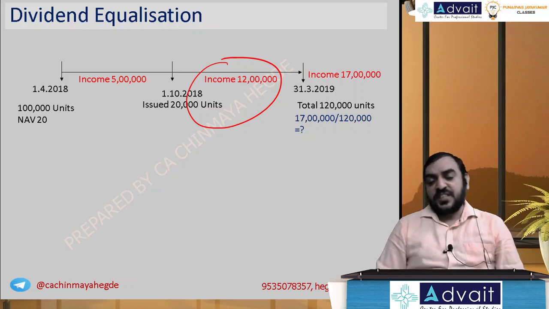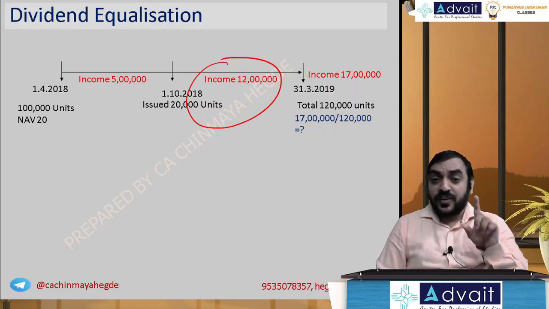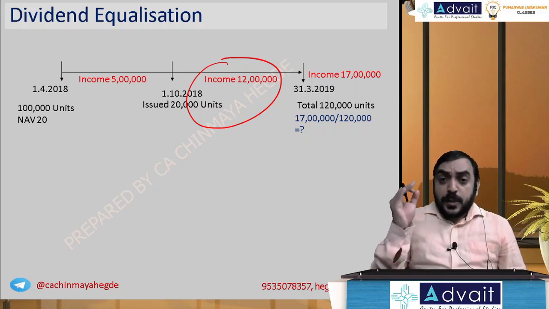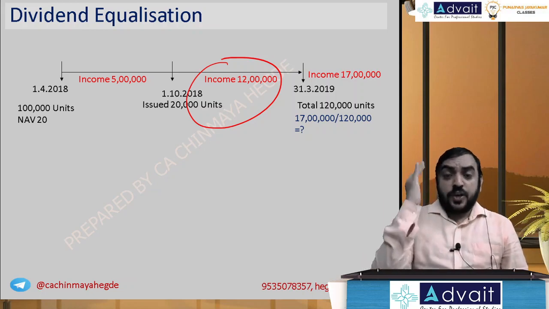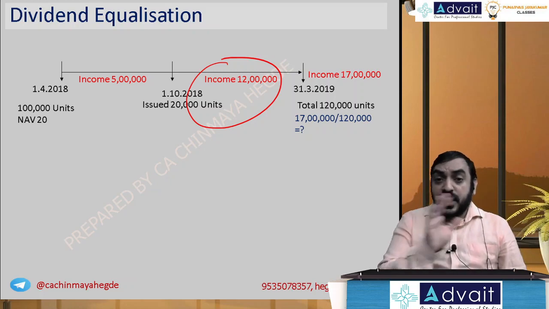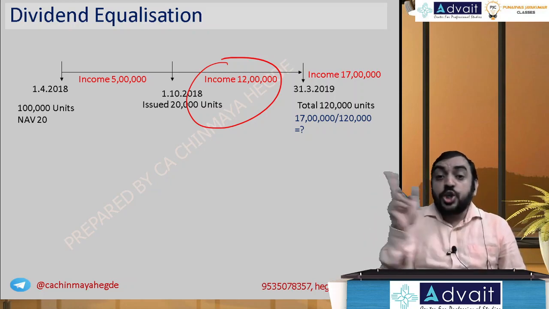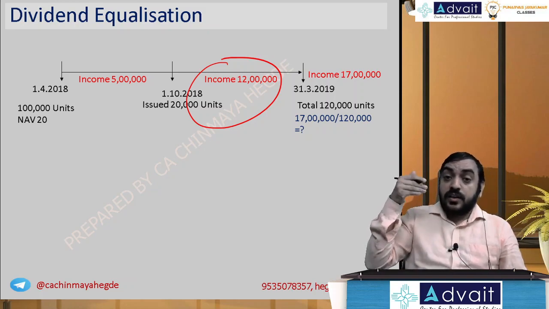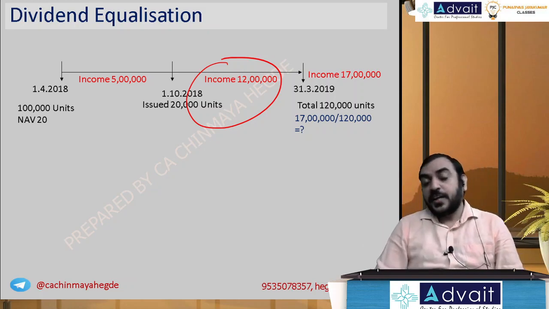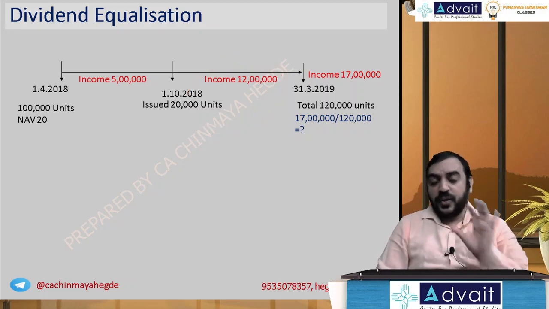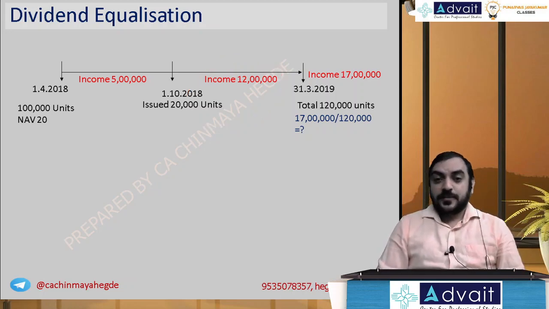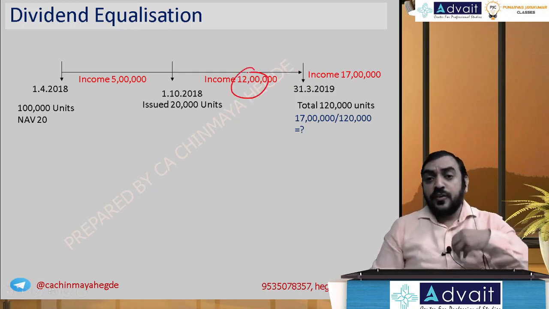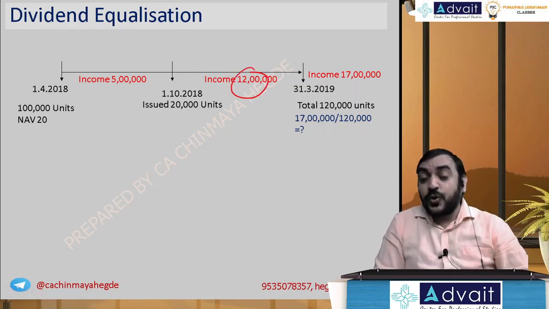How do we justify this? I hope you understood the process. What is the objective? People who have joined in the middle of the year should not be eligible for the income earned prior to their joining. So what do we do? We could say you are eligible only for 12 lakh, we will give only that. But we don't do that.